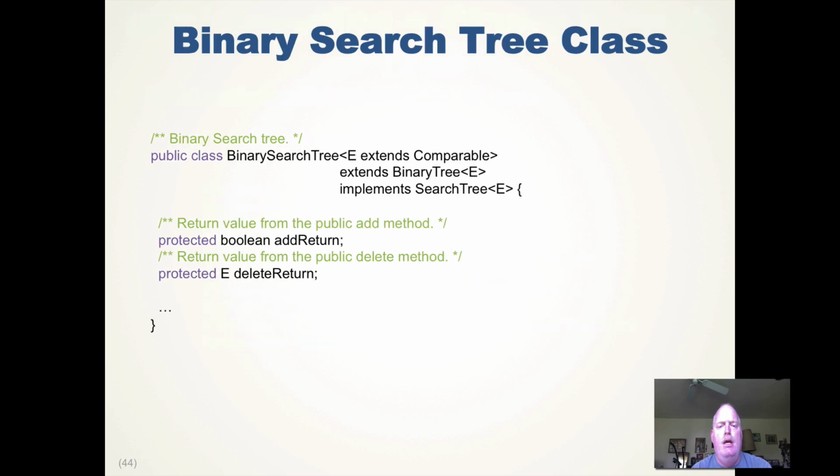So what's the implementation? In this case, our binary search tree, the type of it must be comparable, because we have to be able to compare the target to the data. So what we store must be comparable, so we can get the compareTo method. It extends binary tree, so it's going to be a subclass of binary tree. That's why the binary tree's member variables were protected. The node was protected. And it implements the search tree, so we have to have those methods. And we add two more member variables so that we have a way of remembering whether the add method returns true or false, and also the return value from the delete method.